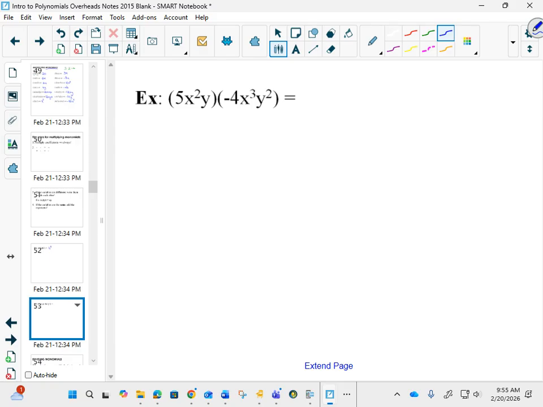5 times -4? -20. Good job on your times table. How many x's would we have? 5 of them. How many y's do you have? 3. 3 of them. Excellent.